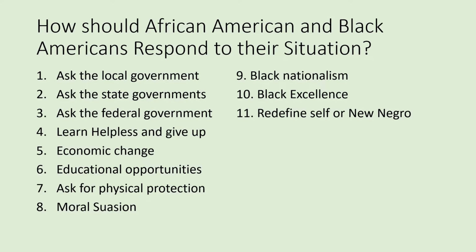We come to this slide here. How should African Americans and Black Americans respond to their situation? Because at this point in the course, we're starting to see various approaches. Is it possible to ask the local and state governments? We already know that those state governments want home rule.